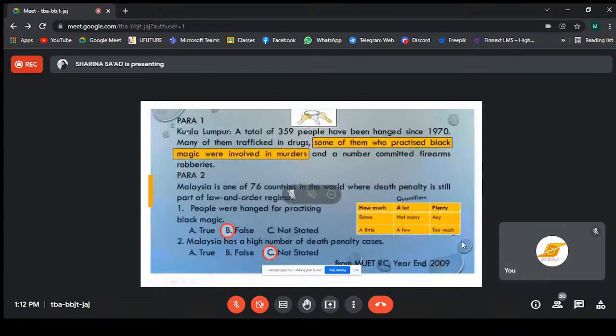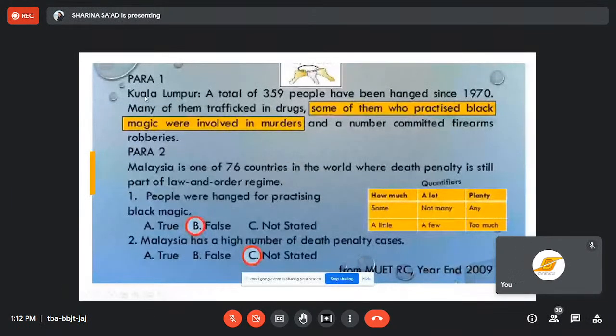All right. This is another example of question. Kuala Lumpur, a total of 359 people have been hanged since 1970. Many of them traffic in drugs. Some of them who practice black magic were involved in murders. Okay, some of them.